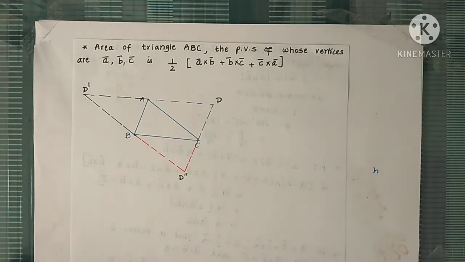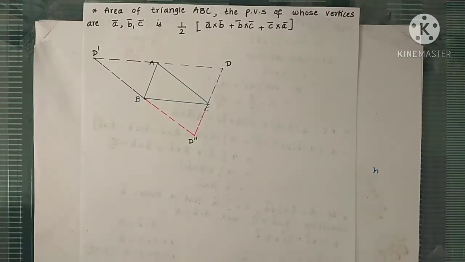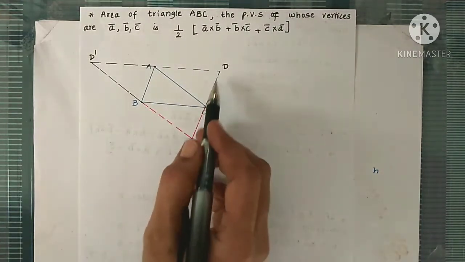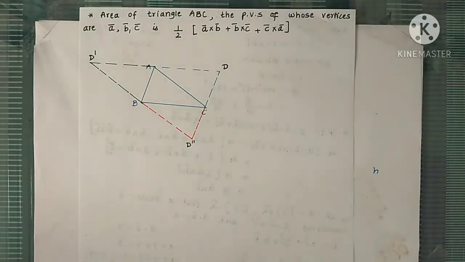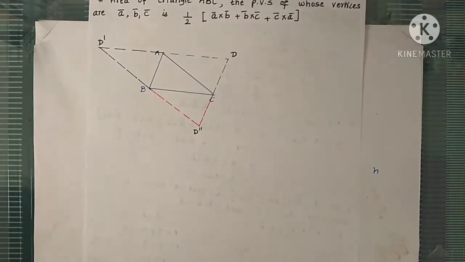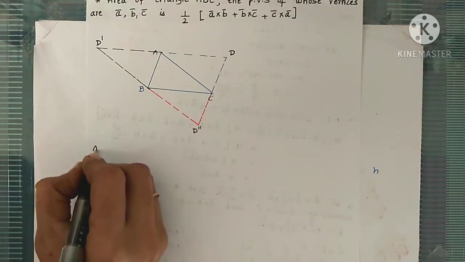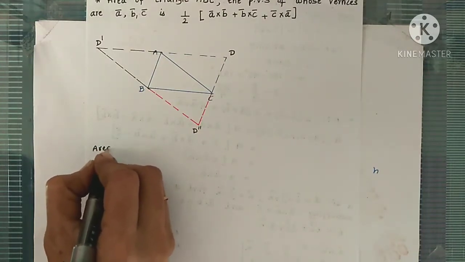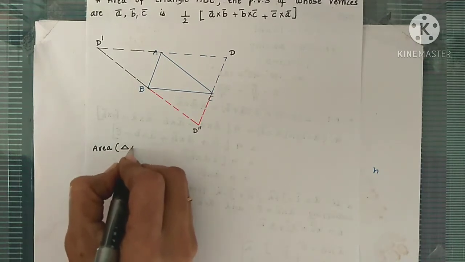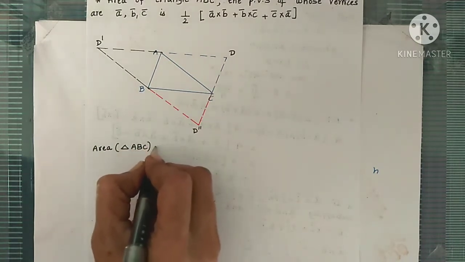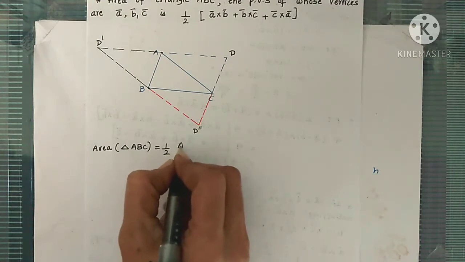Now why have we completed the parallelogram? Because we have a formula for area of the parallelogram. Area of the parallelogram is modulus of A bar cross B bar, where A bar and B bar are adjacent sides of the parallelogram. So here the area of this triangle ABC is half the area of the parallelogram. You can take any of the three parallelograms. So let's see the formula for area of the triangle. Area of triangle ABC is equal to half the area of the parallelogram.